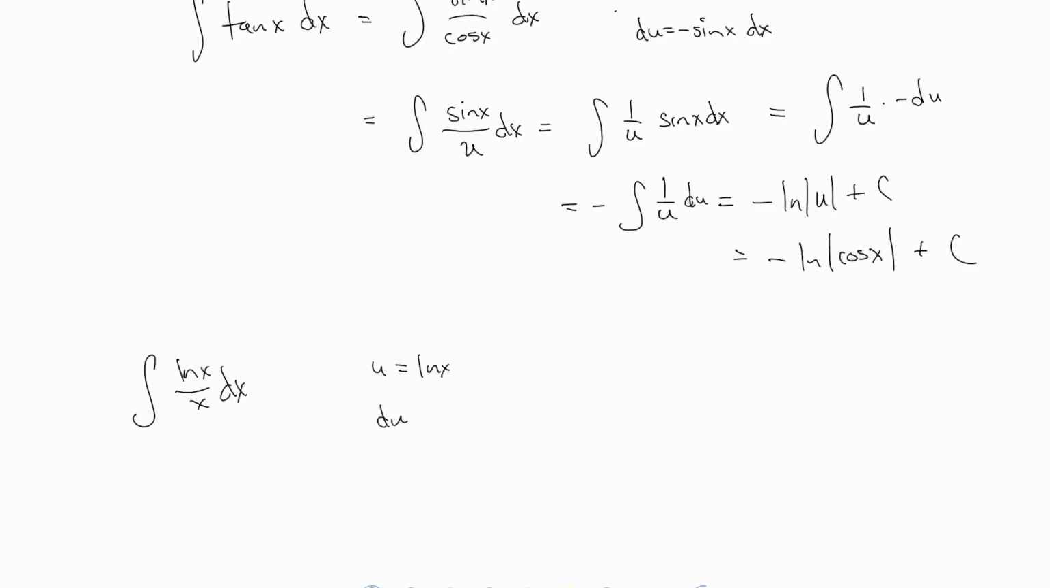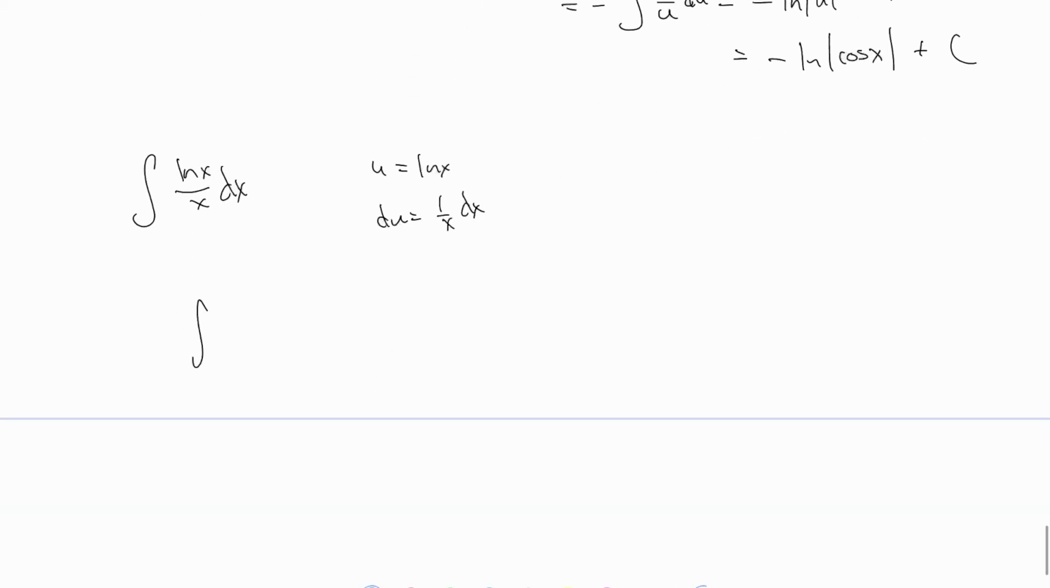Then the du is 1 over x dx. And now things line up nicely. If you separate this apart a little bit, I can write it as ln x times 1 over x dx. ln x is u, 1 over x dx is du. So this is the same as the integral of u du, and that we can just do with the power rule. This is u to the power 1, so the integral is 1/2 u squared plus c.